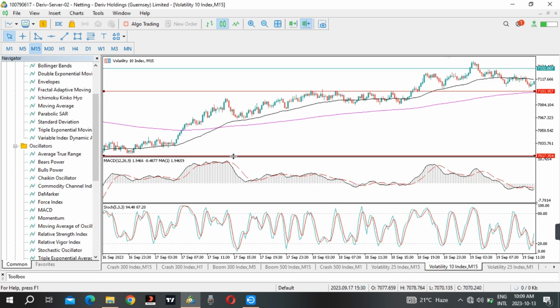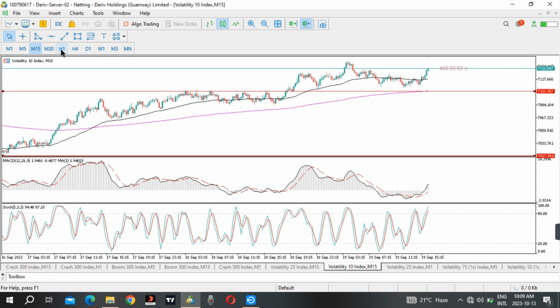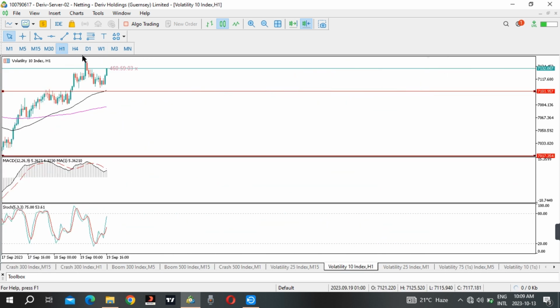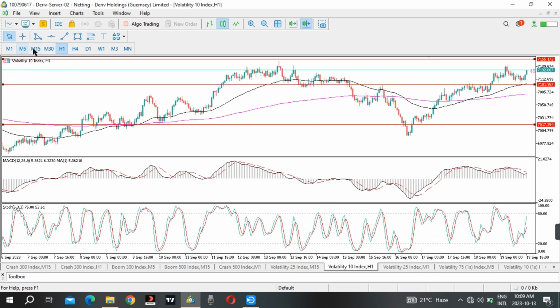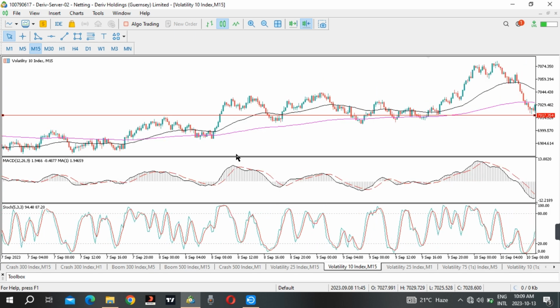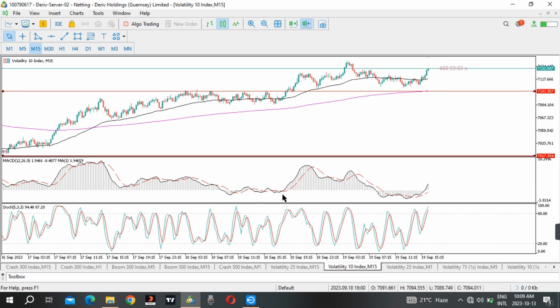So what do you have to look for? First of all, we have to determine the higher time frame trend. To determine the trend, we can go to the 1 hour time frame or the 15-minute time frame. Since we are scalping, we can go to the 15-minute time frame to see our trend. So let's go to the 15-minute time frame and use the trend that we see there.